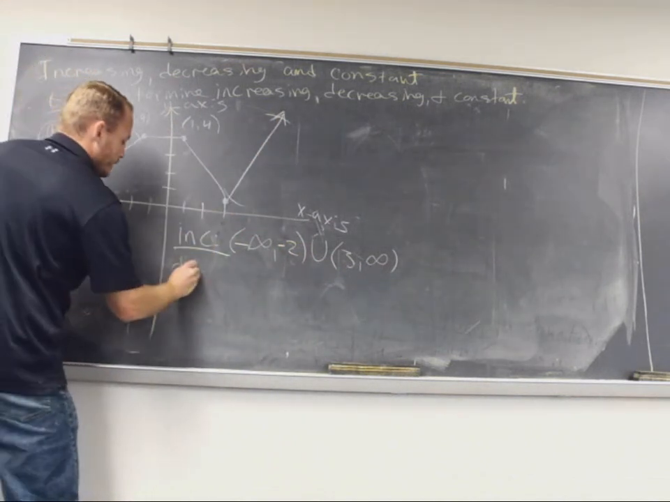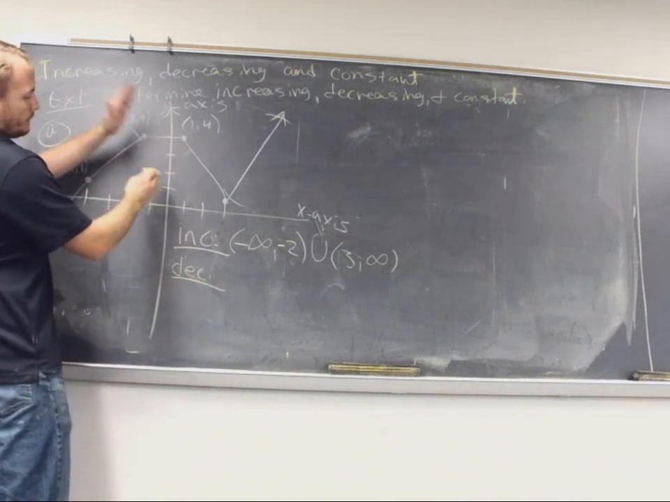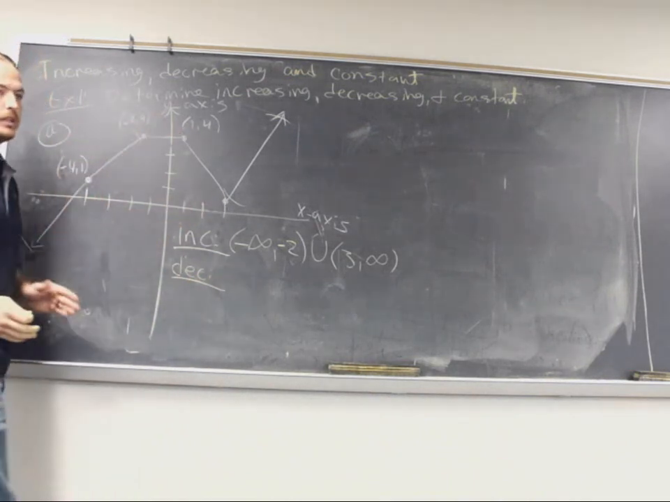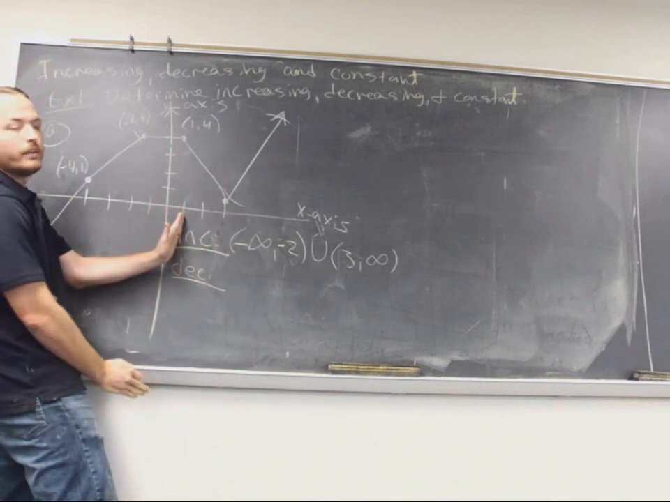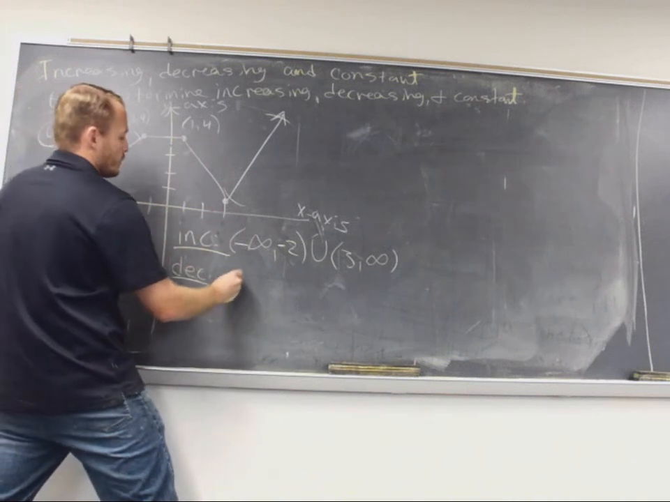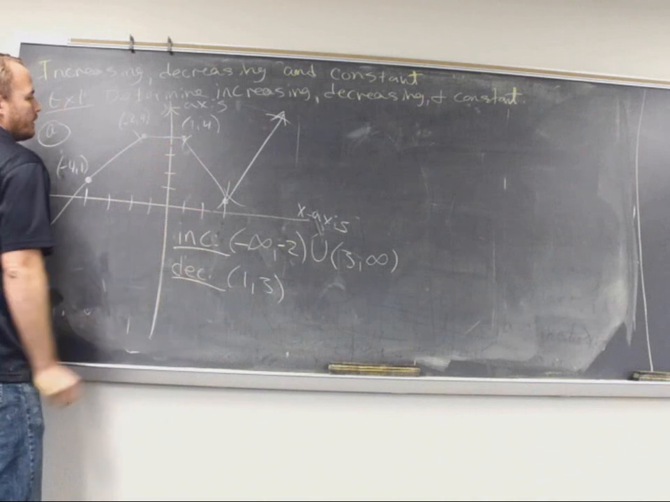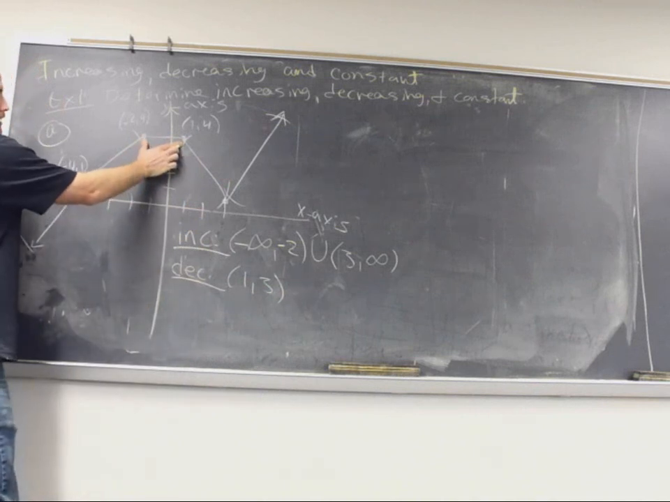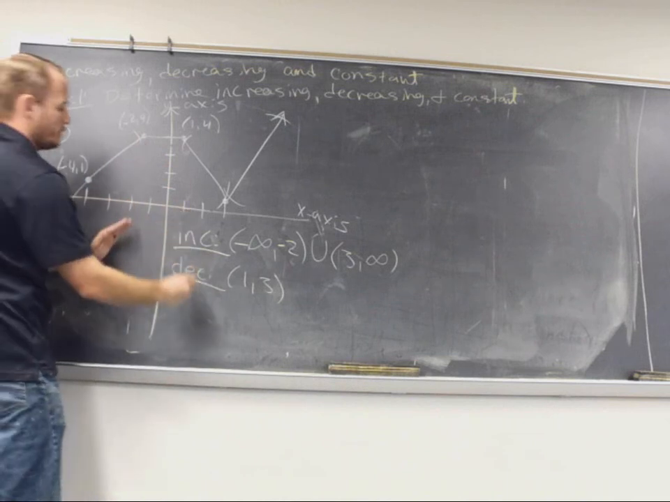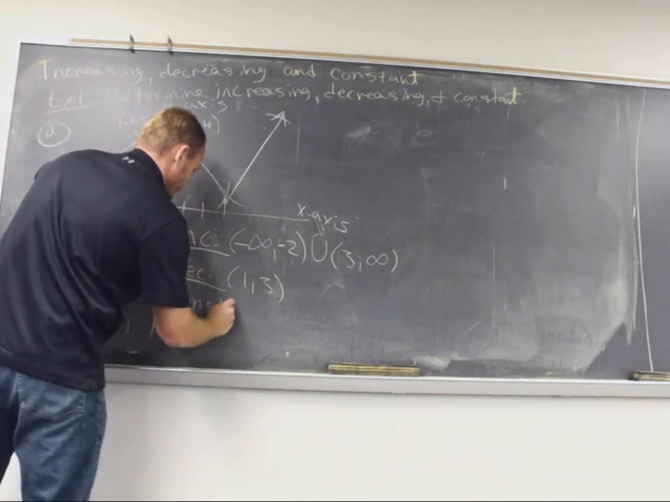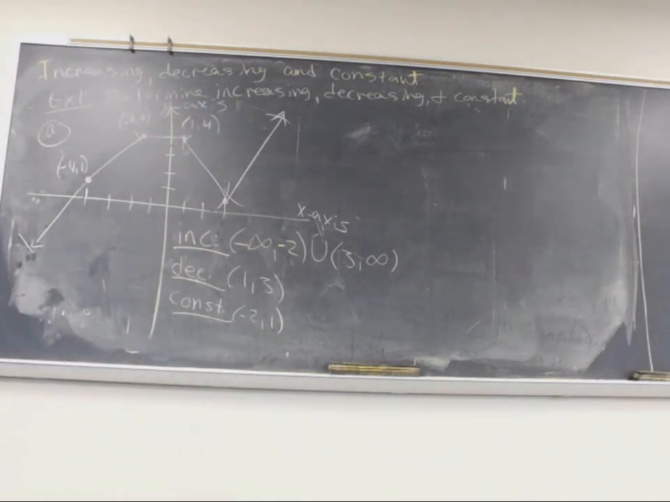All right, let's go to decreasing. It's only decreasing, reading it left to right, in this portion here. So we need to figure out the x values that it's decreasing in. It starts at x equals 1 and goes to x equals 3. 1, comma 3. And that's it. So we have this portion taken care of. Now here is our constant. All right, it's constant from x equals -2 to x equals 1. X -2 to 1.